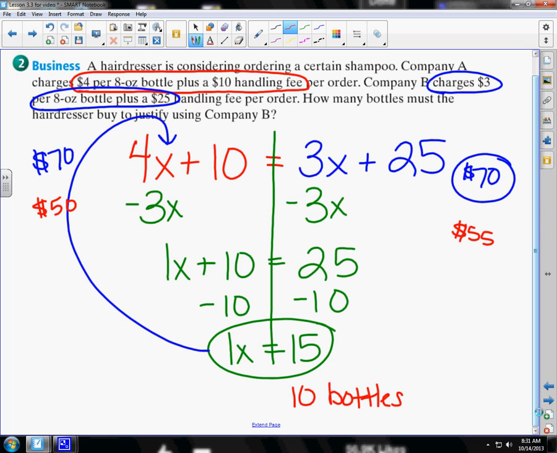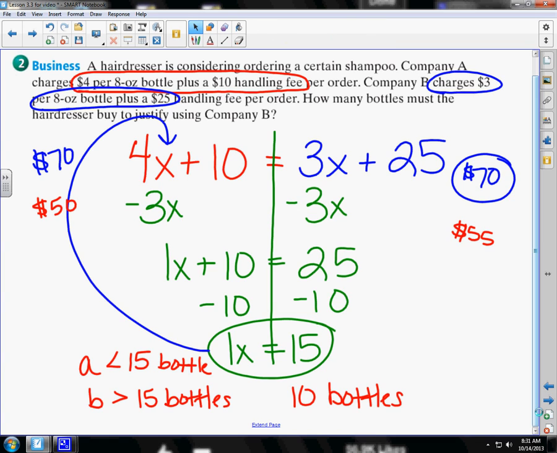So this is more expensive. So Company A would be better if it was less than. Company A is better if it's less than 15 bottles. Company B is better if it's greater than 15 bottles. So your answer to this, how many bottles must the hairdresser buy to justify using Company B, you would say 16 or more bottles.